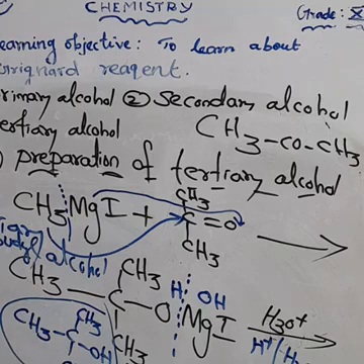The first one, preparation of primary alcohol. How is the primary alcohol prepared? By the reaction between methyl magnesium iodide and formaldehyde. What is the formula for formaldehyde? HCHO, formaldehyde. With formaldehyde we get a primary alcohol. For secondary alcohol, methyl magnesium iodide reacts with acetaldehyde. What is the formula for acetaldehyde? CH3CHO, acetaldehyde. We get secondary isopropyl alcohol.